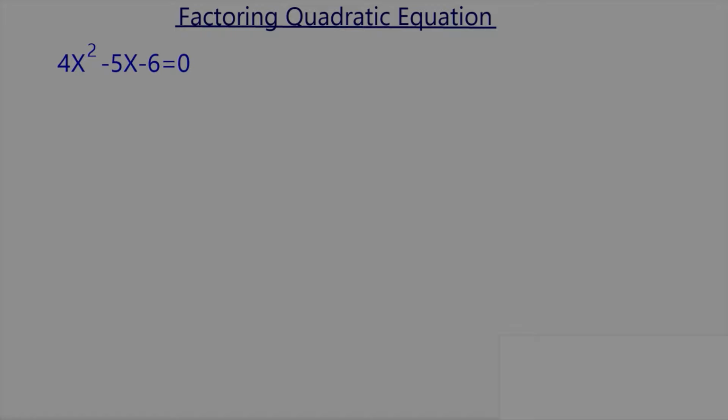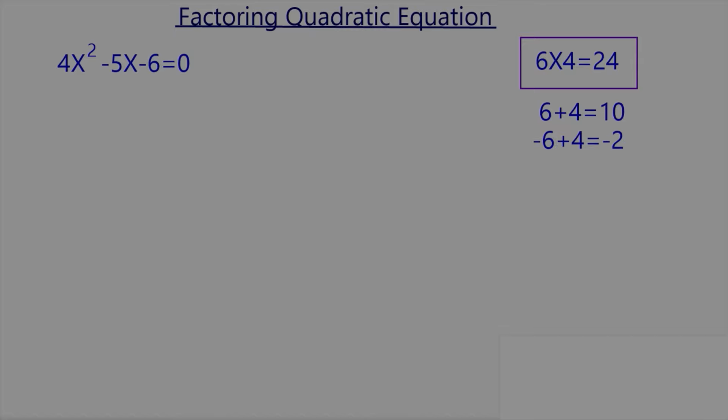Let's try this last one. Multiplying 4 by 6 gives 24. Can we add 4 and 6 to get the middle term? No, we can't. 6 times 4 gives 24, but we can't add 6 and 4 to give us this middle term of -5. 3 times 8 is also equal to 24. If we add 3 and 8 together, we get 11. Also, if we make the 3 negative and add it with 8, we get a +5, but if we make the larger number, which is 8, negative, and add it with 3, we get a -5 as the answer.